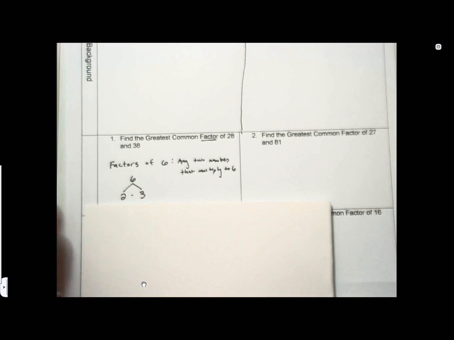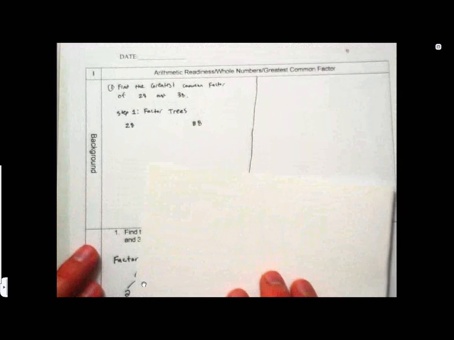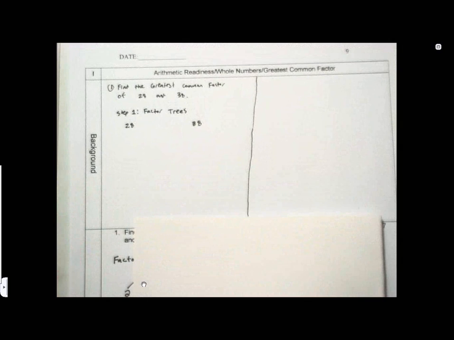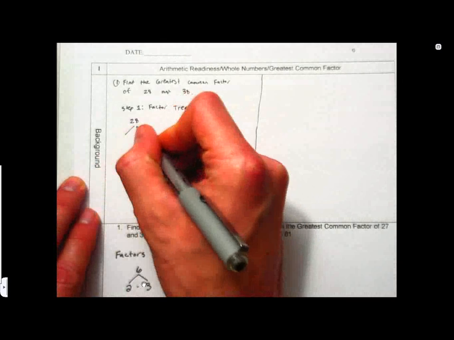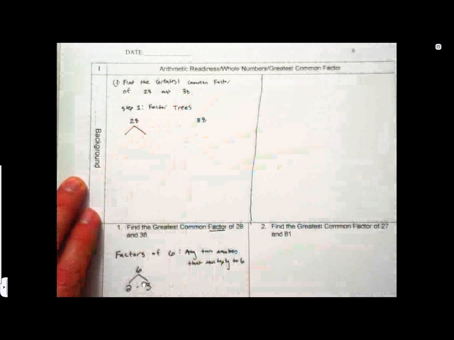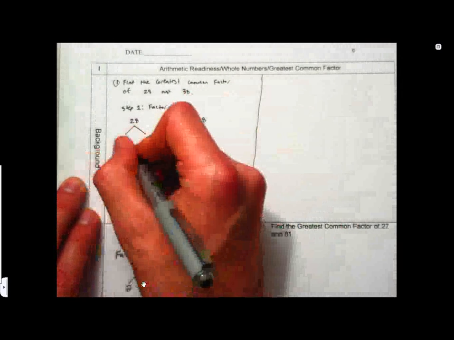Okay, let's take a look at how to do the greatest common factor of 28 and 38. So there are several steps to the process. The first step in the process is we're going to construct factor trees for both 28 and 38. So if I construct a factor tree for 28, I have to think of two numbers and multiply together to be 28. So I'm going to choose 7 times 4.